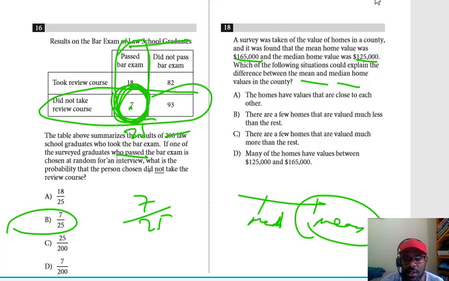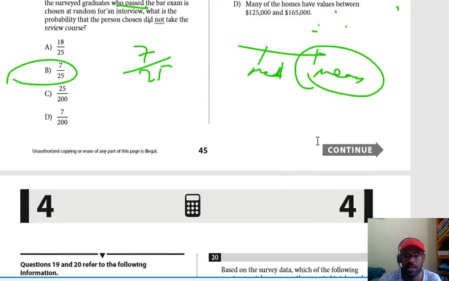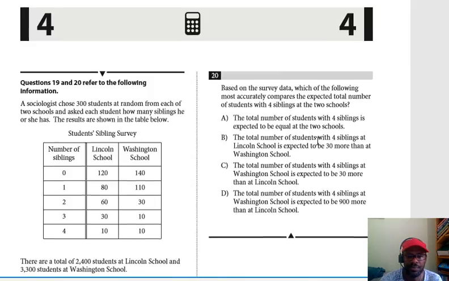So there are a few homes that are valued much less than. No, there are homes that are valued much more than. Okay, if this is your data, there are some outliers here. In this case there are a few homes that are valued much more than the rest. Usually the median is fixed. It's the mean which is pulled.